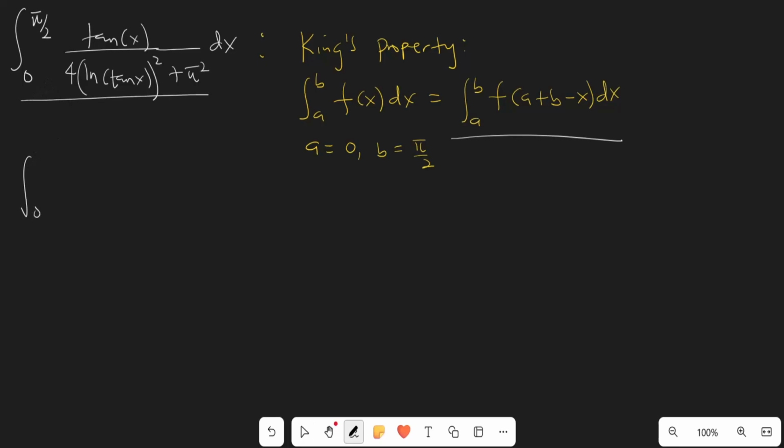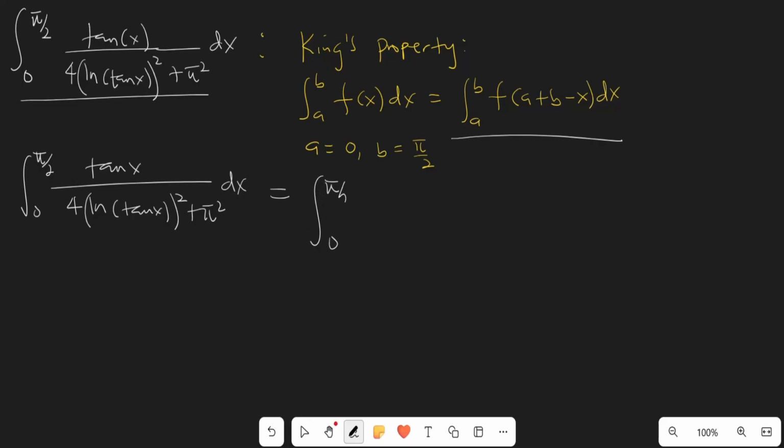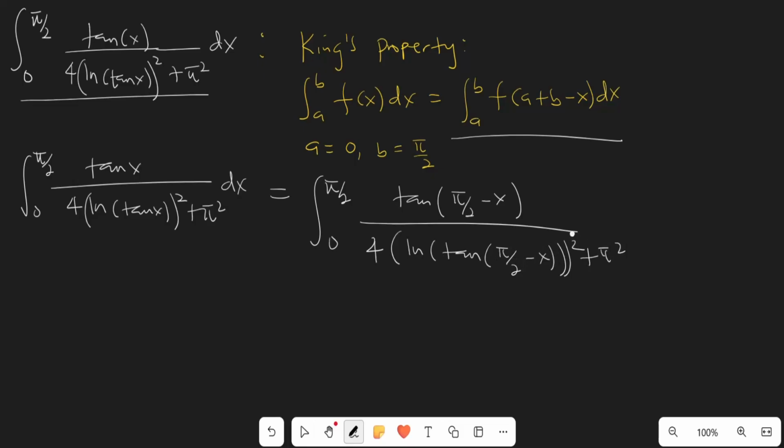The integral from 0 to pi over 2 of tan of x all over 4 natural logarithm of tan of x, all this squared plus pi squared dx. Using the King's property, this is written as the integral from 0 to pi over 2, the same limits, of tan of pi over 2 minus x, because a plus b is 0 plus pi over 2, divided by 4 natural logarithm of tan of pi over 2 minus x, squared plus pi squared dx.